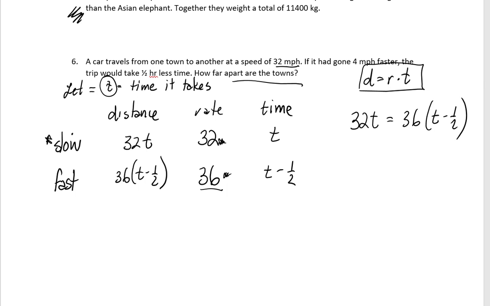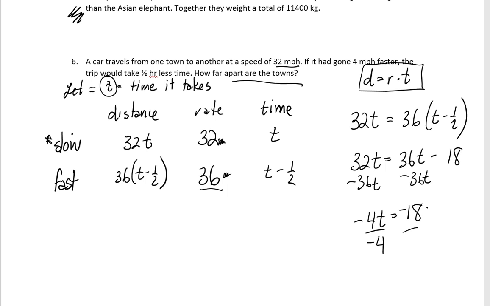So if you want to pause the video, go ahead, and I'll finish to solve it here. So 32t equals 36t minus 18. So we subtract 36t from this side, subtract 36t from this side, and we get negative 4t equals negative 18. Divide by negative 4, divide by negative 4. So t equals, that goes in there 4 times and 2 left over, or 4.5 hours.